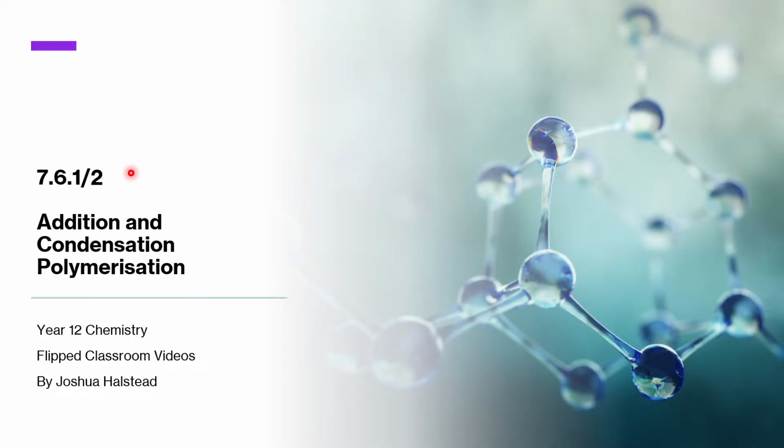G'day chemistry students. In this video we are looking at dot points 7.6.1 and 2. Our focus is on a new type of organic chemical called polymers, and they're formed through the process of polymerization. The purpose of this first video is to be looking at those different types of polymers, addition and condensation, and how they're formed. Let's get into it.